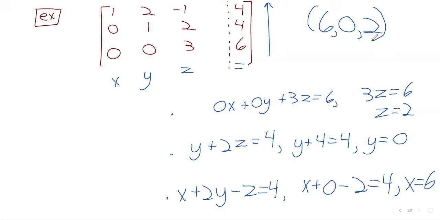And by finding the solution, we answered the two other questions we asked. A solution does exist. We found it. And there's only one solution. I mean, once we knew that z had to be 2, we knew that y had to be 0, and then we knew that x had to be 6. So there couldn't be an infinite number of solutions.